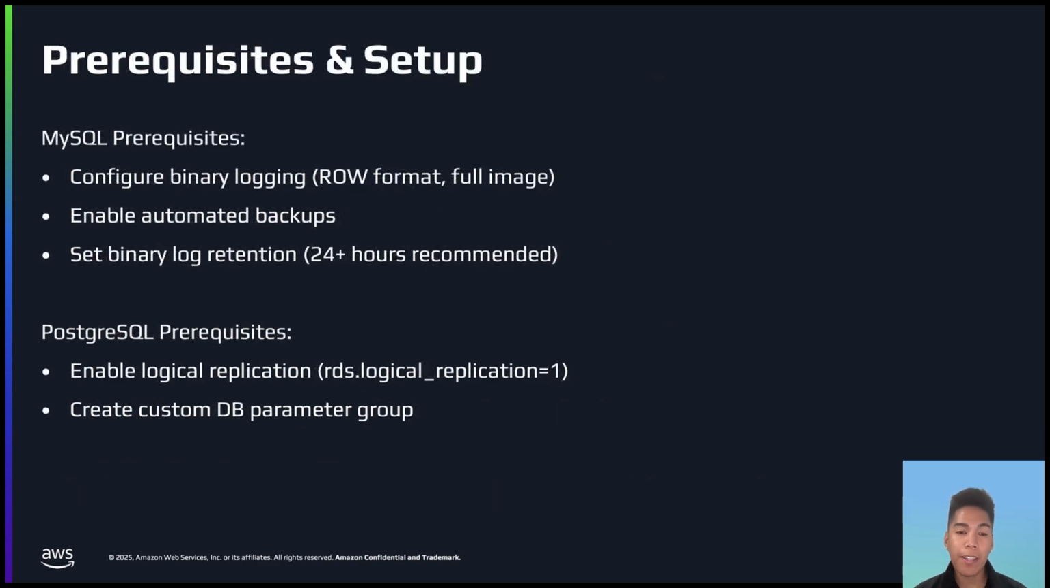For this integration, the prerequisites vary by database type. For MySQL, you need to enable binary logging with row format and full image, and also enable automated backups. For Postgres, you need to enable logical replication and configure the WAL level parameter. The setup process involves configuring these database settings and then creating the integration pipeline through the AWS console or through API. Now that we are done with the background, let's go into the AWS console to see how this integration works.